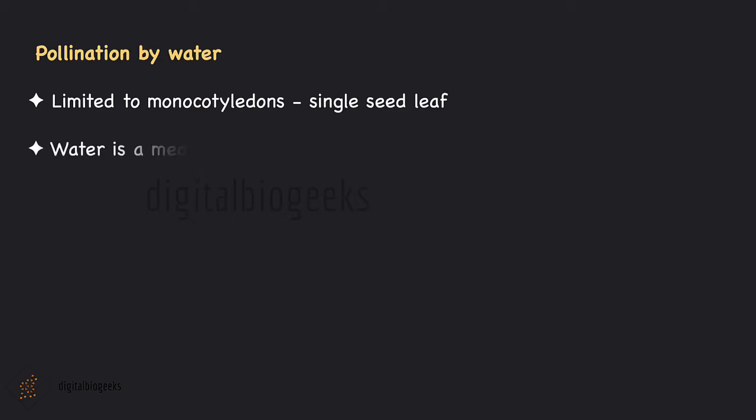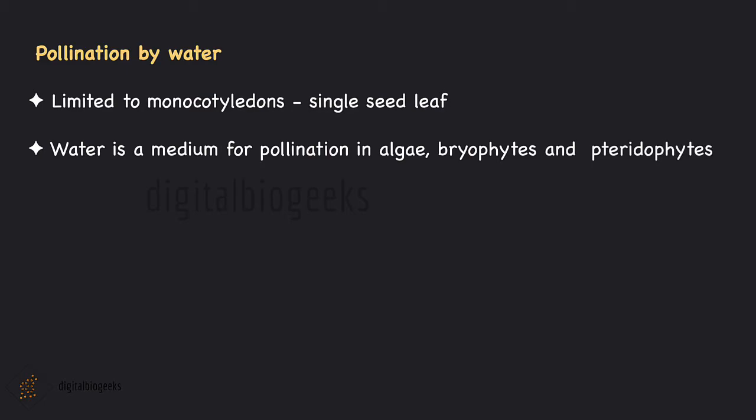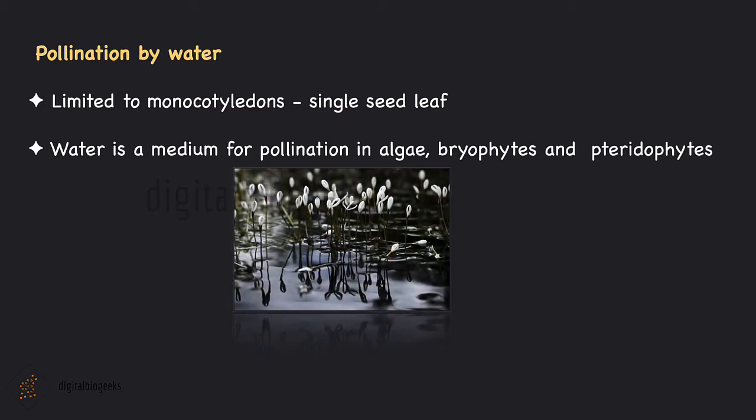Pollination by water. Pollination by water is limited to mainly monocotyledons. Monocotyledons have a single seed leaf. But water is a medium for pollination in lower plants like algae, bryophytes and pteridophytes. Plants which use water as an agent for pollination are Vallisneria and Hydrilla.